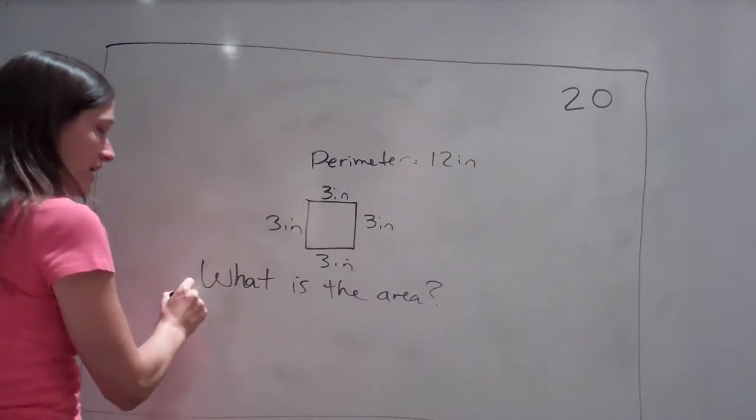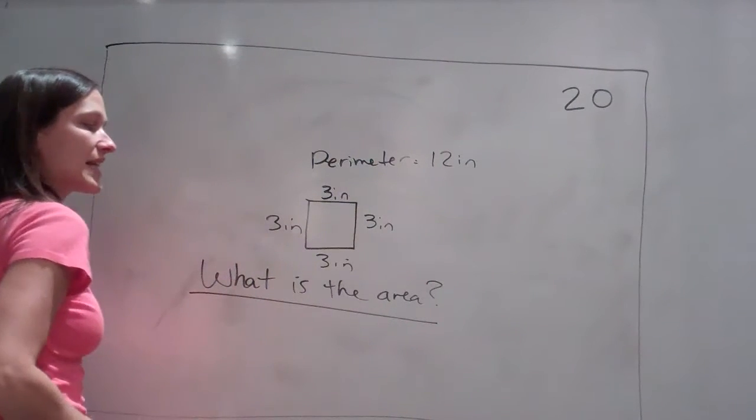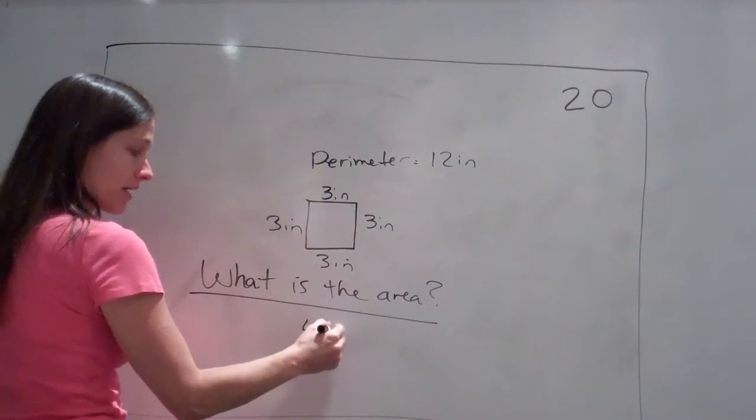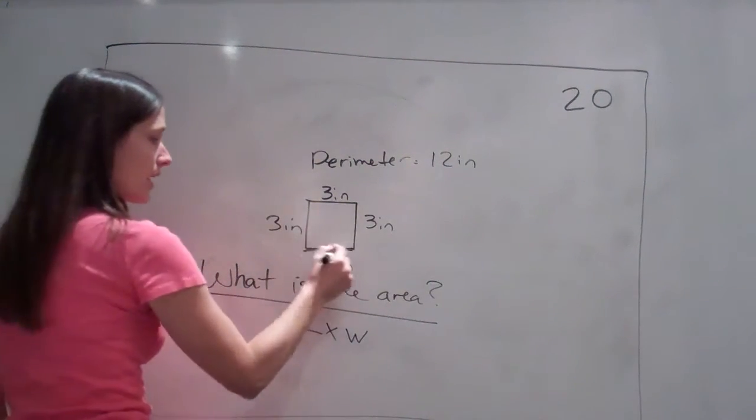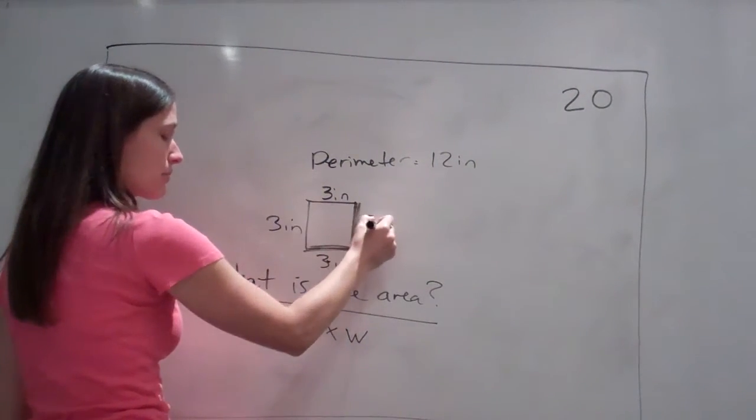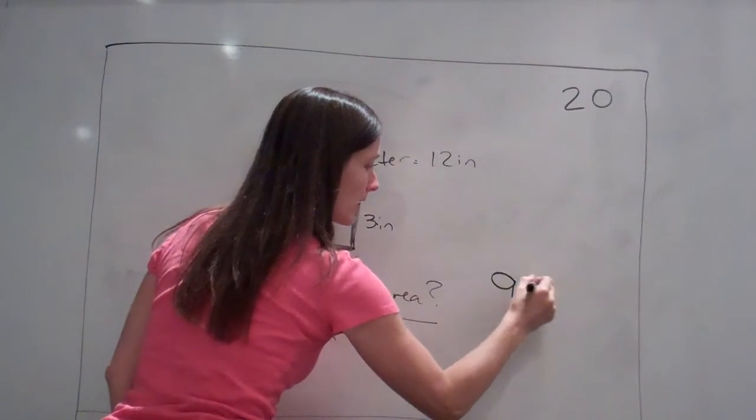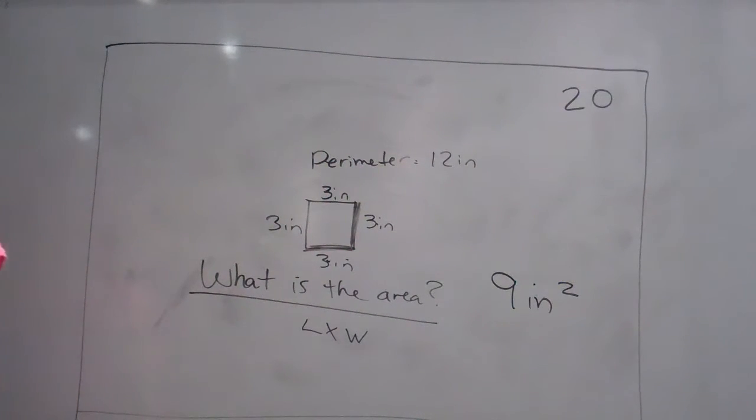Okay? But they're asking me this. What is the area? And area is length times width. Length times width. 3 times 3. The final answer would be 9 inches squared. Got it? Pretty simple? Okay.